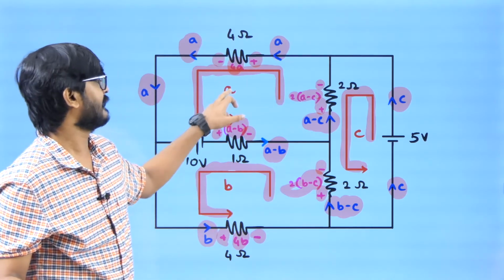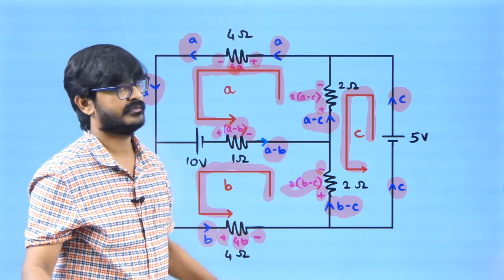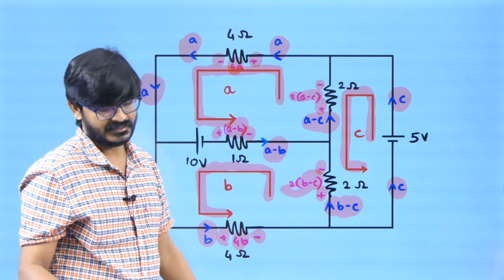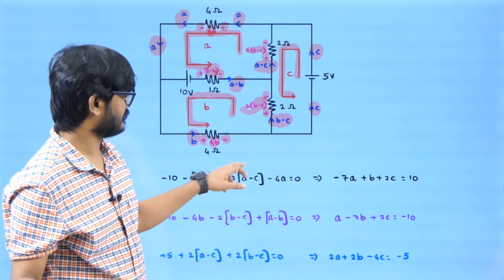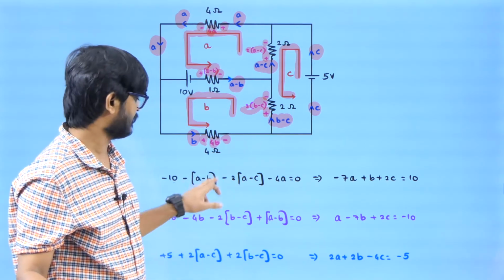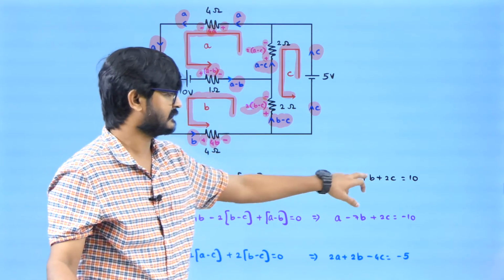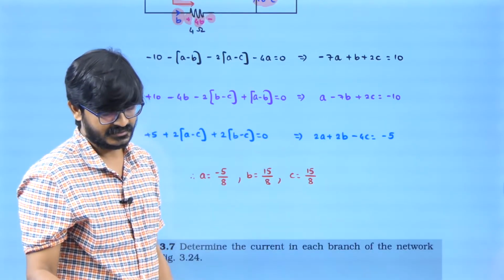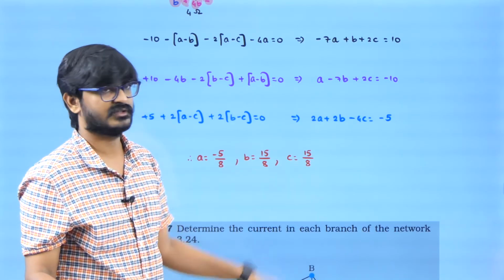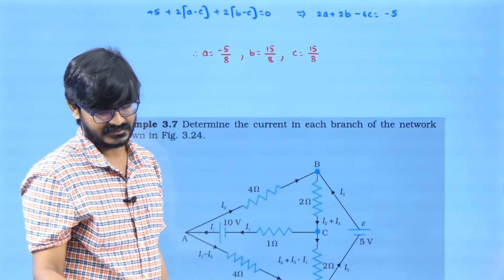Now, how many unknowns I assumed? 3. How many loops I can see? 3. So I will be writing 3 loop equations and I will be solving them. Now, these are the 3 loop equations. You can check by yourself. First equation, second equation, third equation. I just modified it. When you solve them, you will be getting A equal to this much, B equal to this much, C equal to that much, which will be matching with NCERT answer.